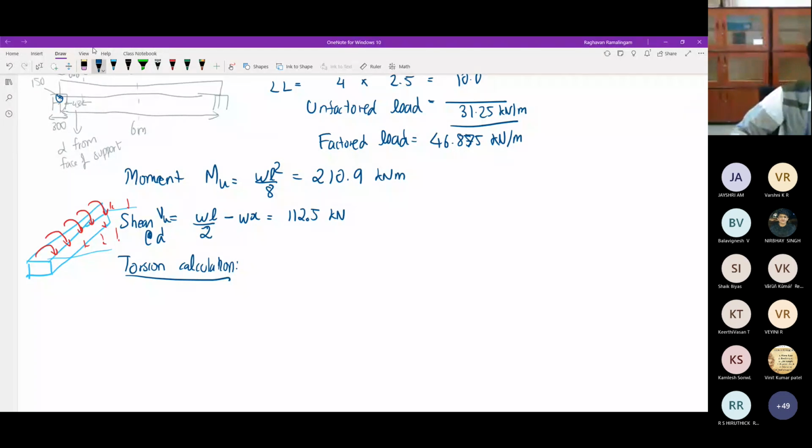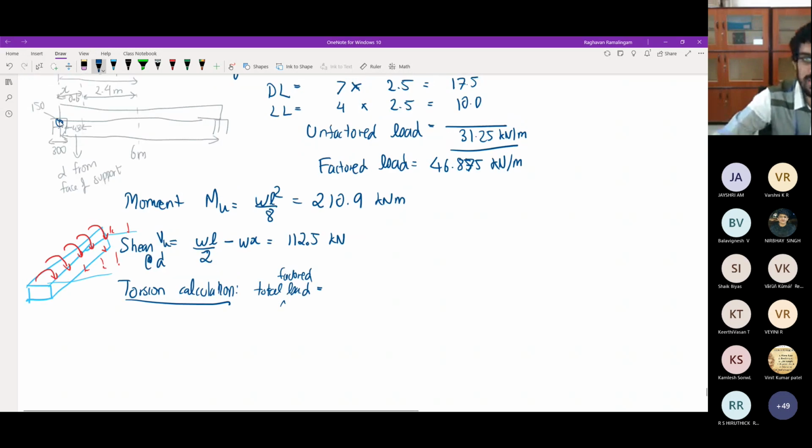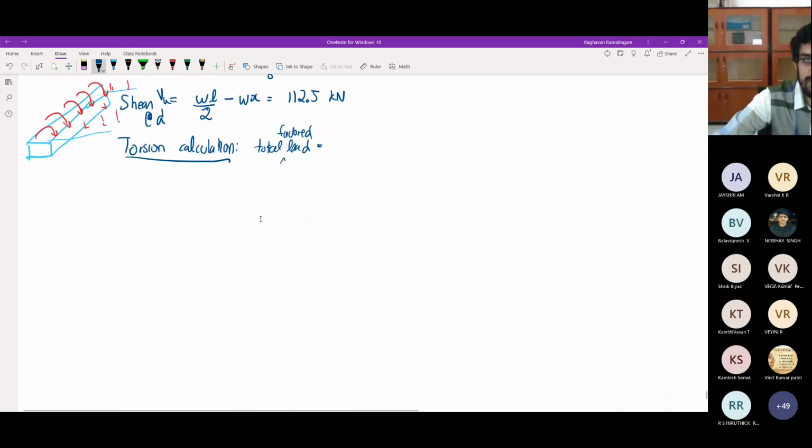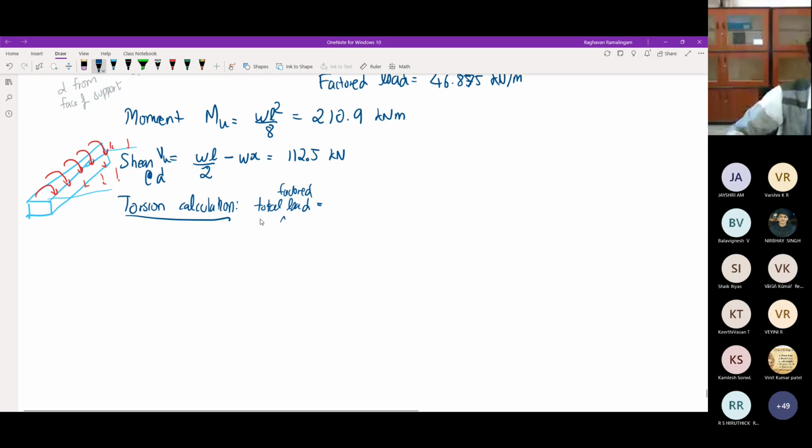So the load causing the torsion is, the total factored load which causes torsion: we have 7 and 4, so total is 11. So 11 into 1.5. How much is 11 into 1.5? How many kilonewton per meter square?